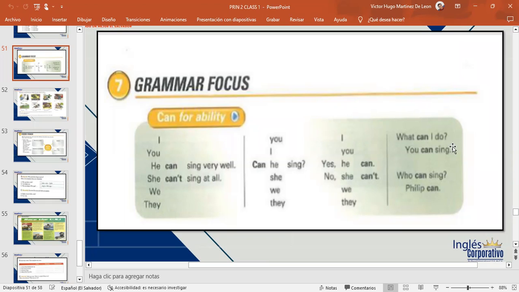What can I do? You can sing. Who can sing? Philip can. Mire, hay correspondencia con él. Got it? Who can play soccer?